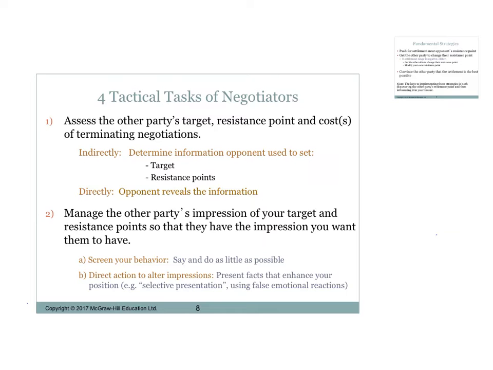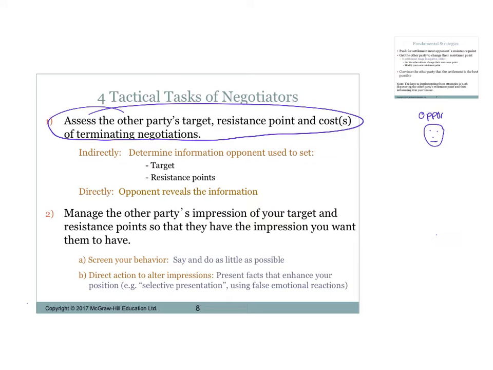So the first one is to assess the other party's target, resistance point, and cost of terminating the negotiations. You're not going to have all that information given to you for the most part. So a lot of what we're doing here is doing it indirectly. So we try to determine the information the opponent used to set their target and resistance points because they will leave little clues along the way. That was mentioned in the first part of these video tutorials. They're going to say things, allude to things, act in certain ways that are going to give you information in some way that you can use to try to figure out what their target and resistance point are and what the cost of terminating the negotiation will be.